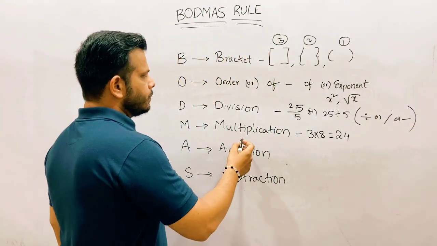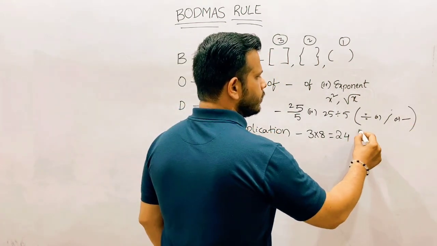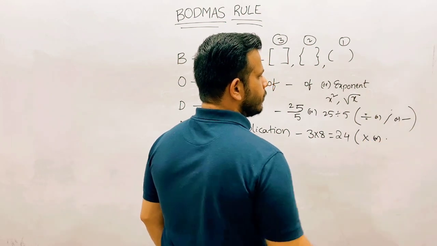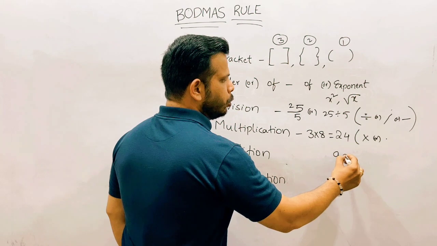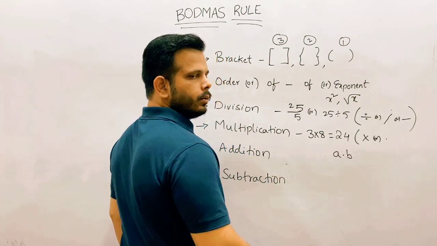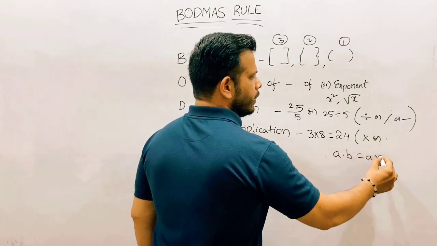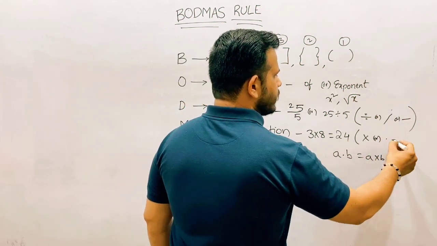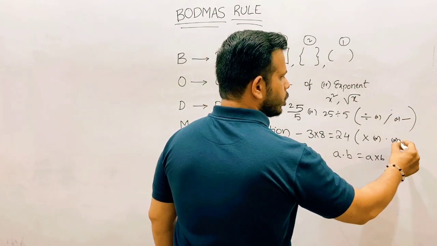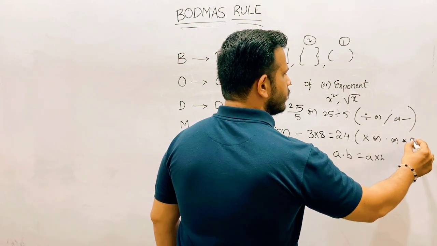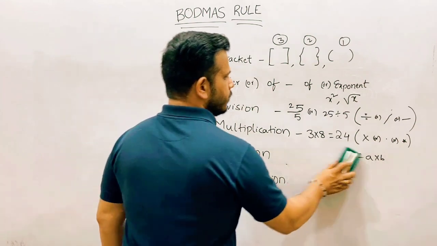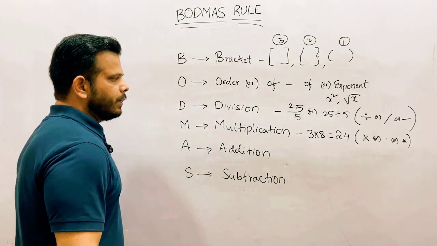Next, the multiplication symbols are like into or dot. Sometimes we write a dot b, which is nothing but a into b only. And sometimes in systems or computers we see a small star mark for multiplication. Clear? Good going.